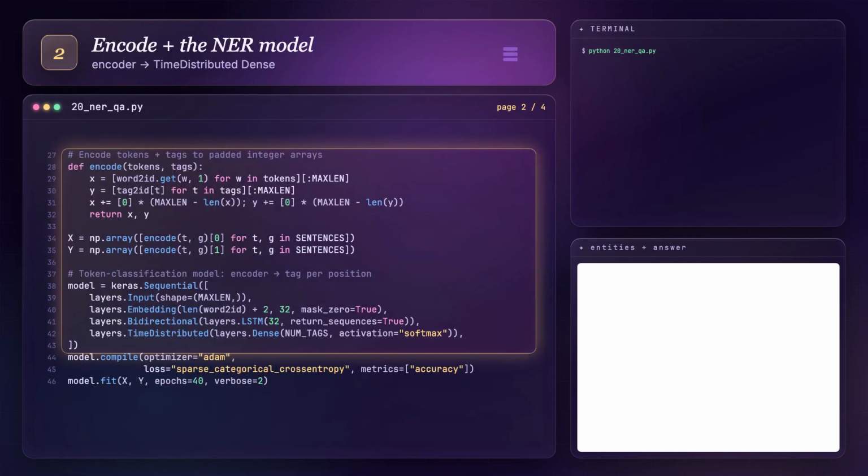Now the NER model. We embed the token IDs, run them through a bidirectional LSTM encoder, so each token sees its neighbors on both sides, and then the key line, TimeDistributed Dense num_tags, that wraps a single dense classifier and fires it at every time step. The output isn't one label, it's a label distribution for each position in the sequence.